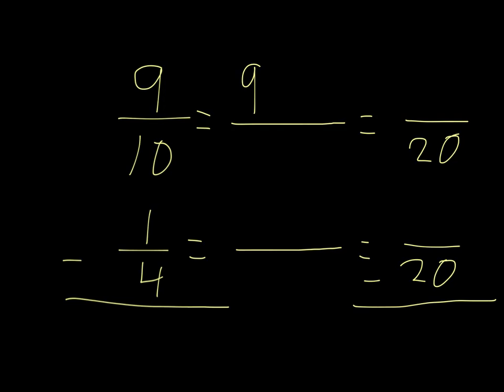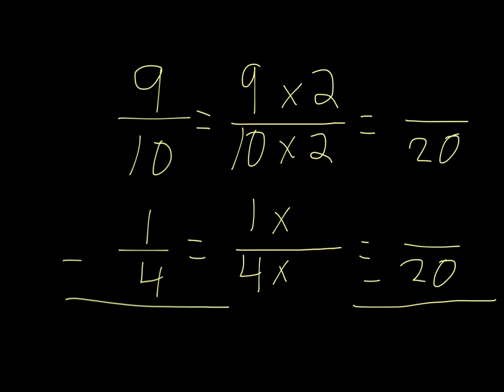Next, I'm going to create equivalent fractions by multiplying 10 times 2, which equals 20. What I do on the bottom, I do on the top. 9 times 2 equals 18. Below, 4 times 5 equals 20. 1 times 5 equals 5.